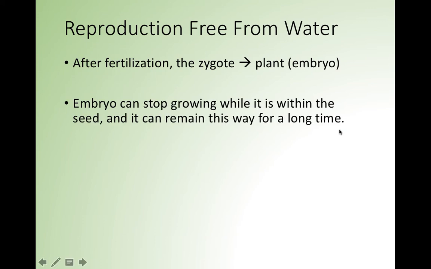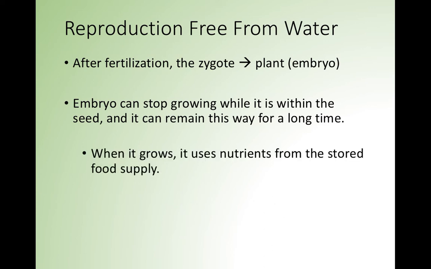Okay, so after fertilization, the zygote turns into a plant embryo. Now, embryos don't necessarily have to grow right away into a sporophyte. That's another benefit to seed-bearing plants. When it came to ferns and bryophytes, as soon as fertilization happens, that baby plant's got to grow and turn into a sporophyte. Well, with seed-bearing plants, that seed can a lot of times be almost like a dormant state and remain that way for quite a while until the conditions are just right for that plant to grow. So it actually improves their reproductive success.